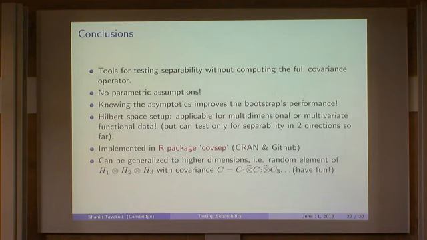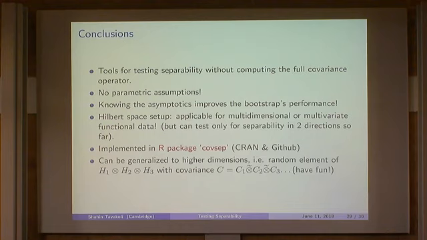Okay, so to conclude, what I've shown today is how you can test structural assumptions like separability without having any parametric assumptions, but you can only do this when you have replicates. The nice thing is that if you know the asymptotics of your test, then you can construct tests that have better performance under the bootstrap replicates, meaning that you respect the level better and you have more power.